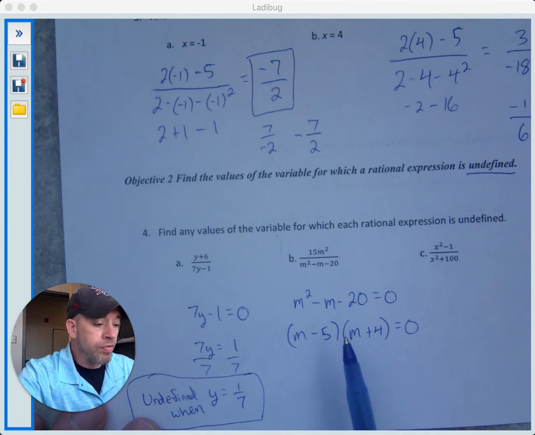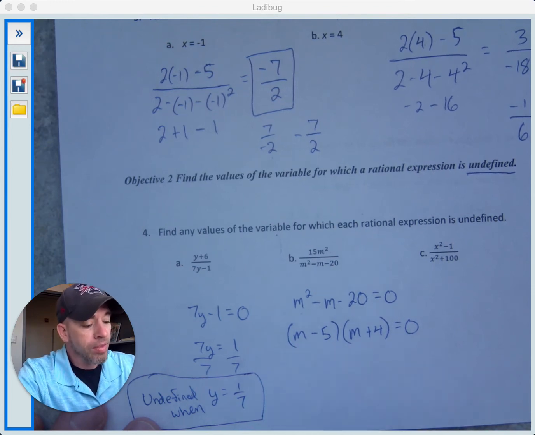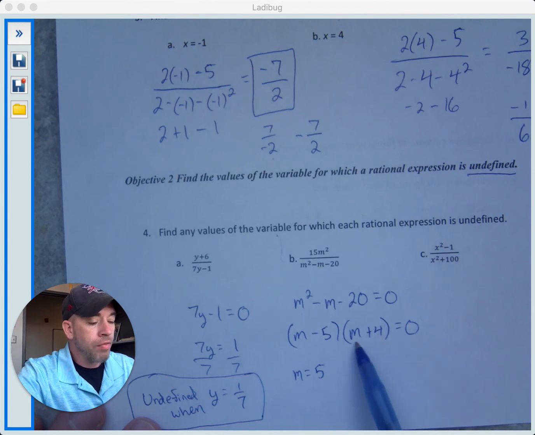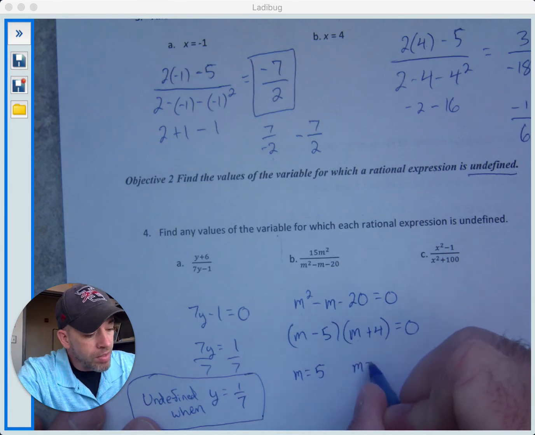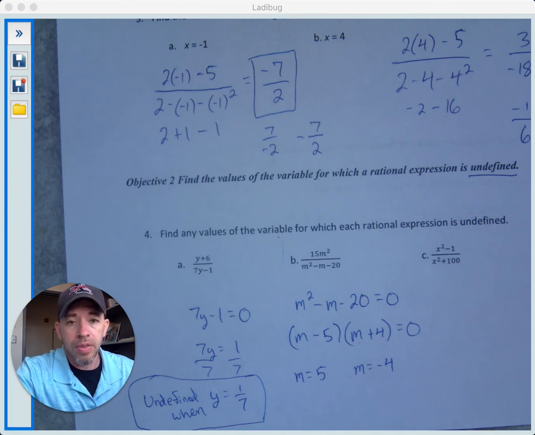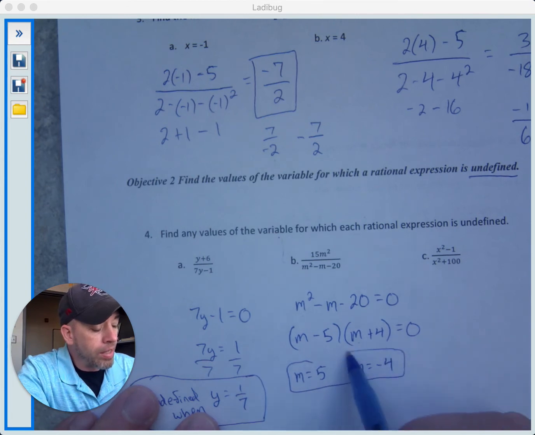So now that we have two factors set equal to 0, we just need to see what would make each factor 0, right? So 5 would make this factor 0. Everybody agree? Hopefully. So m equals 5 would cause this to be 0, and 0 times anything is 0. If we put in a negative 4 here, that would cause this factor to be 0. m equals negative 4. So we actually have two places where this rational expression is undefined. m equals 5 and m equals negative 4.